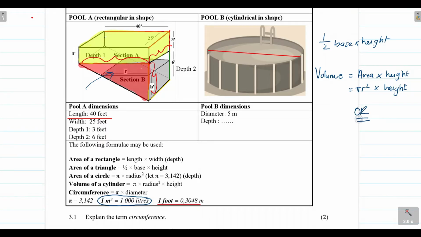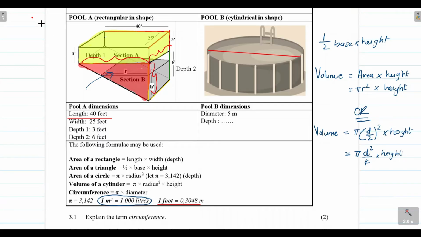Or this formula can be written as the volume of the cylindrical shape is equal to pi times the radius, which is the same as saying your diameter divided by 2, so d divided by 2, all squared, multiplied by height. Okay, so these are the two formulas that we can use to calculate the volume of a cylindrical shape. So in other words, if you simplify this, this is the same as saying pi d squared over 4 multiplied by height.